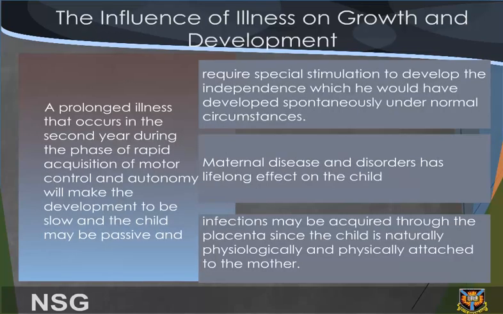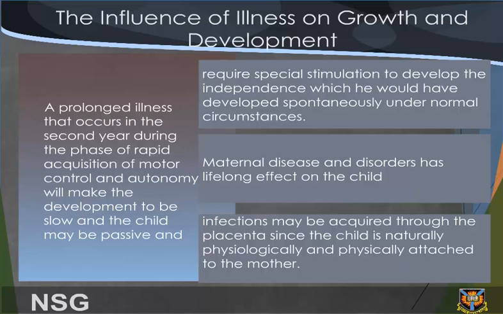A prolonged illness that occurs in the second year, during the phase of rapid acquisition of motor control and autonomy, will make development slow, and the child may be passive and require special stimulation to develop the independence which he would have developed spontaneously under normal circumstances.